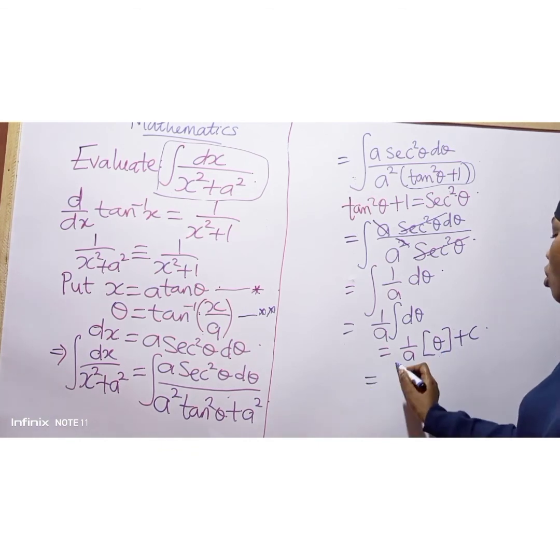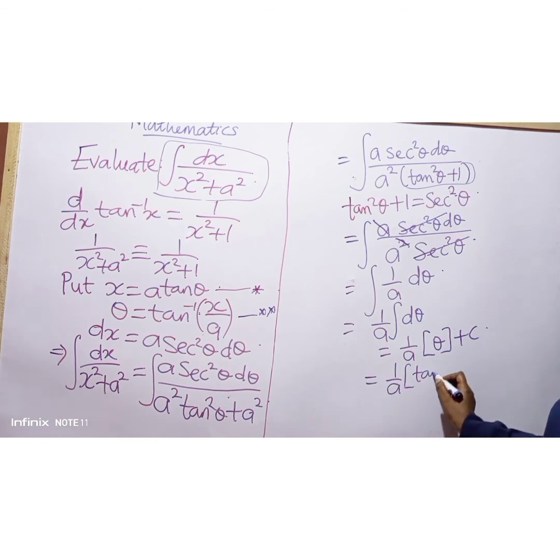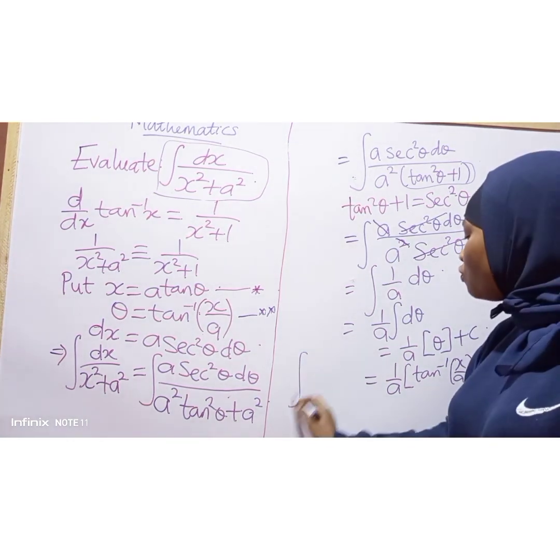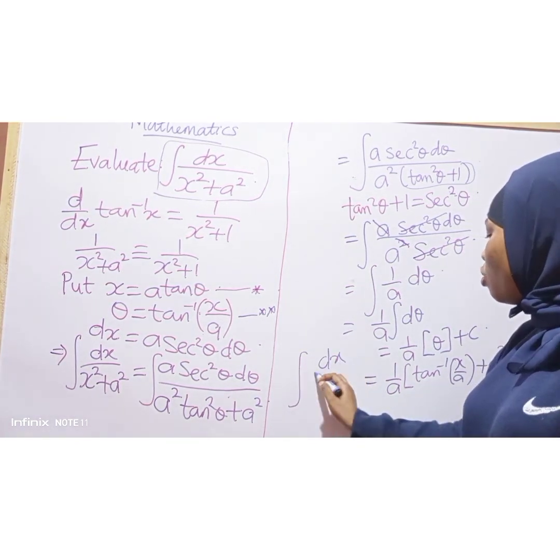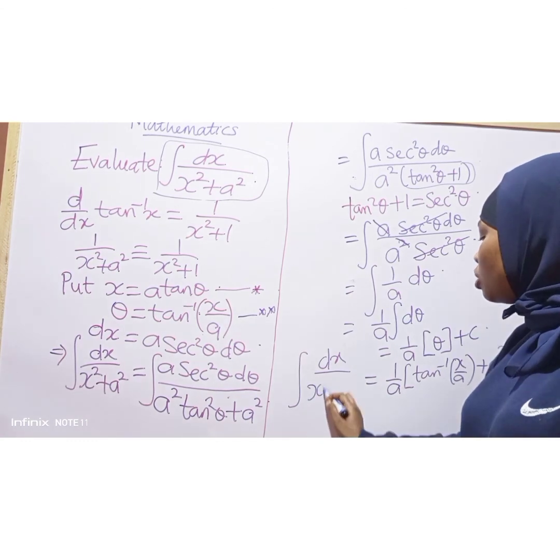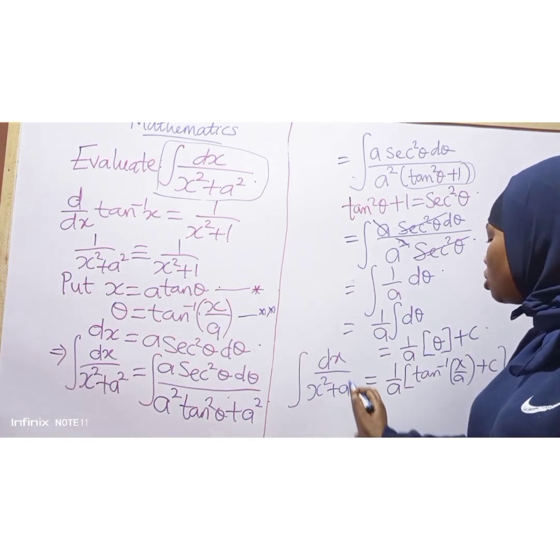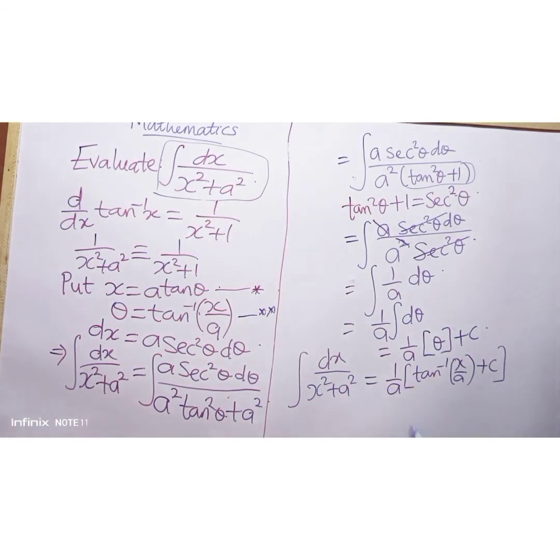So I have 1 over a into bracket arctan x over a plus c. So the integral of dx over x squared plus a squared is equal to 1 over a arctan x over a plus c.